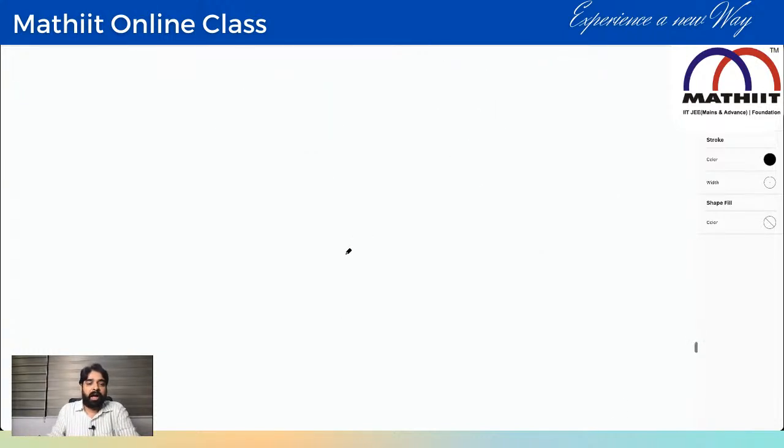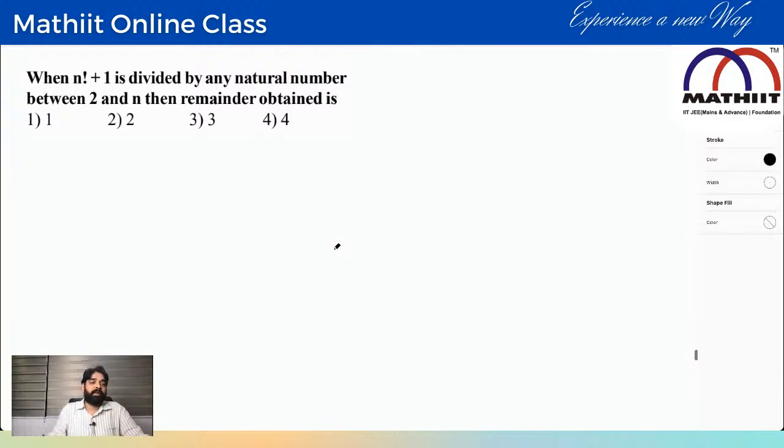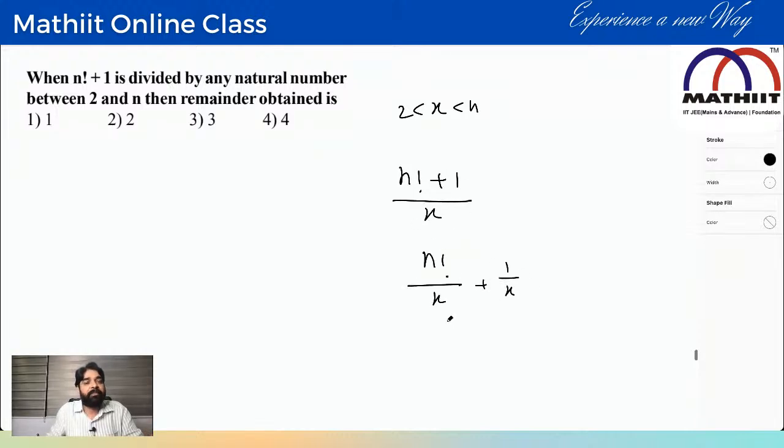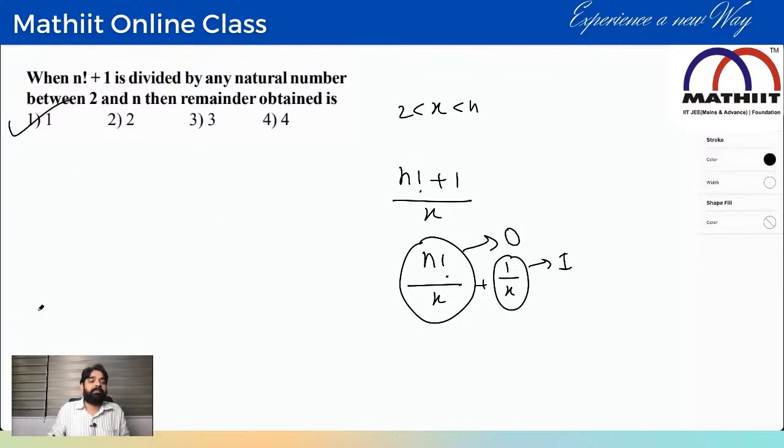Now, for this question, I think you should not even use pen and paper. If you are dividing by any number, n factorial is divisible by all the numbers from 2 to n. Suppose the number I am taking is x, where x is between 2 and n. So I am doing n factorial plus 1 divided by x. If you divide n factorial by x, plus 1 by x, n factorial by x will give remainder 0, because n factorial is divisible by every number from 1 to n. The remainder will be 1. So finally the answer will be 1.